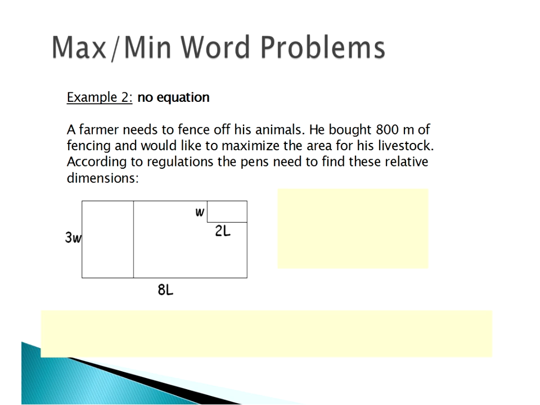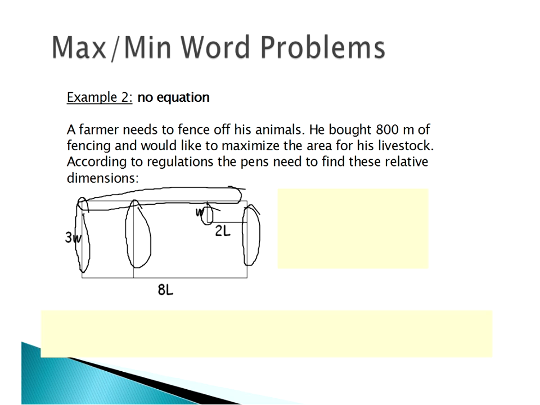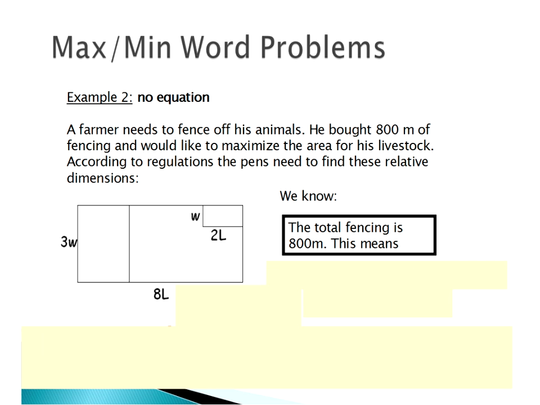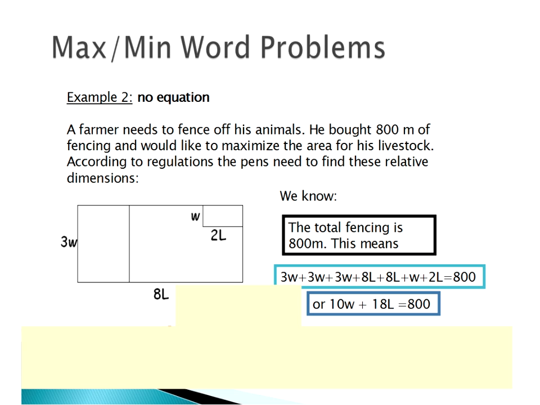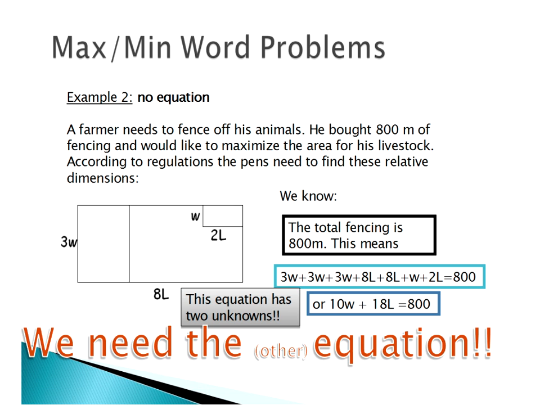If we realize that this 800 meters of fence is every line here, we've got 3W and 3W and 3W and 1W. We've got 8L, 2L, and 8L. So if we add those all up, he has 10W plus 18L equals 800. Okay, so there's our restricting equation. But it has 2 unknowns here, and so what we need is the other equation.